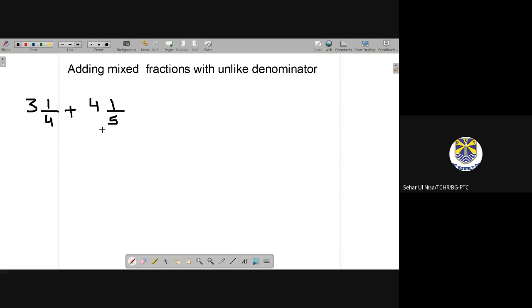Okay, so this is our question, and the first step that you have to follow is to convert these mixed fractions into improper fractions. As we did in the last lecture, we converted many mixed fractions into improper fractions. So we will multiply 4 with 3 and then add 1 to it. So 4 threes are 12 plus 1 is 13. So I'm writing 13 by 4. Then plus 5 fours are 20 plus 1, 21 by 5.